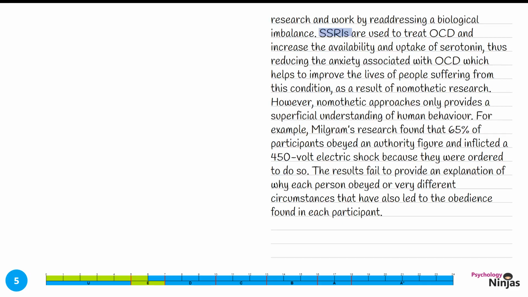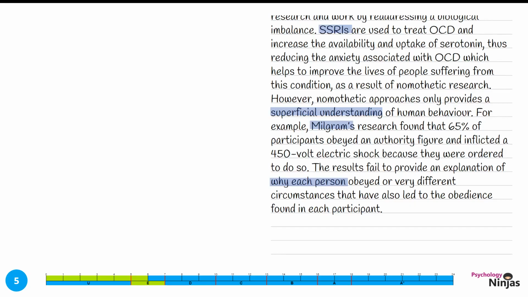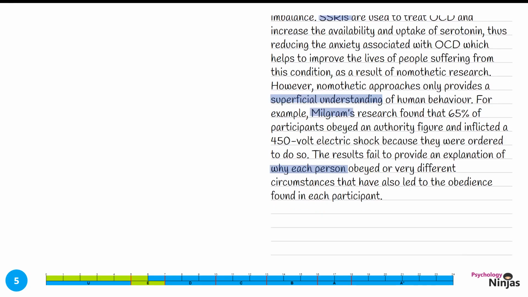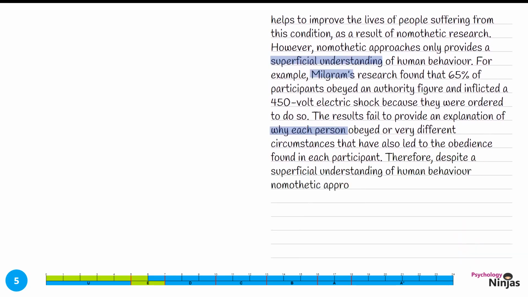So we've identified a counter-argument in terms of a superficial understanding. We've given our example using Milgram from social psychology, but we could talk about other pieces of research that lack validity. We're saying although it gives an explanation, it doesn't explain why each person obeys or why different circumstances might result in the same behaviour. And we're going to come to a judgment once again about nomothetic approaches.